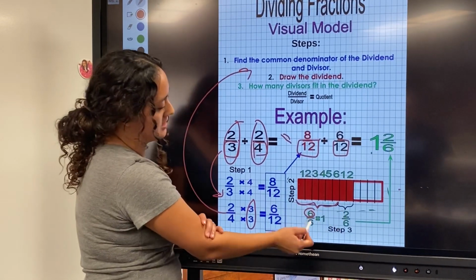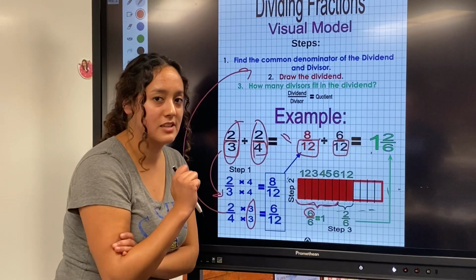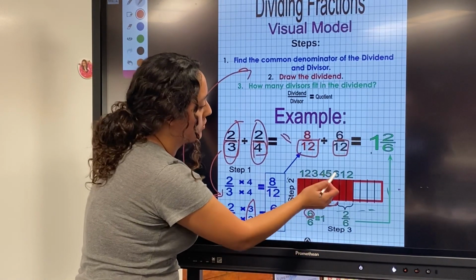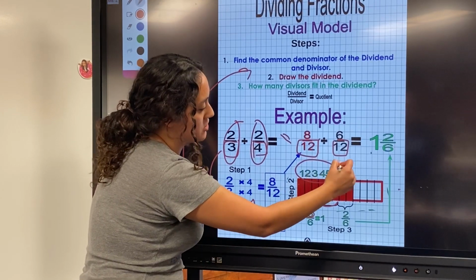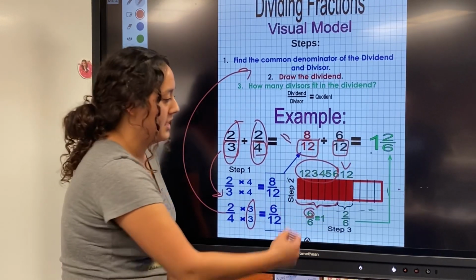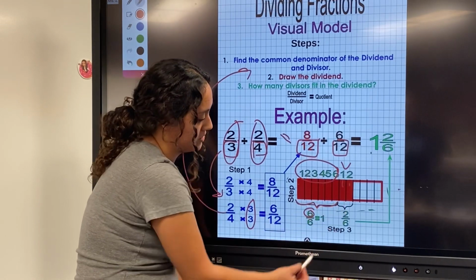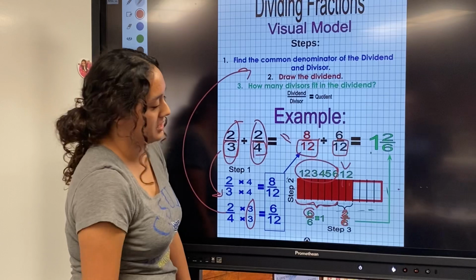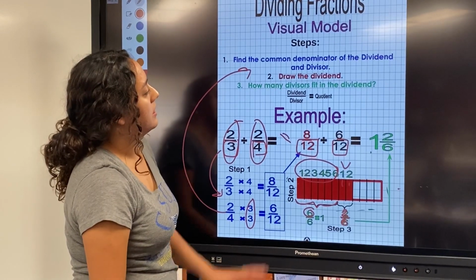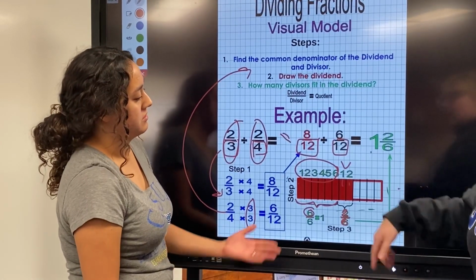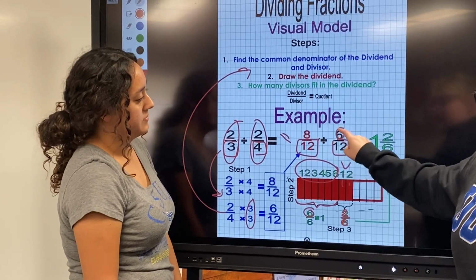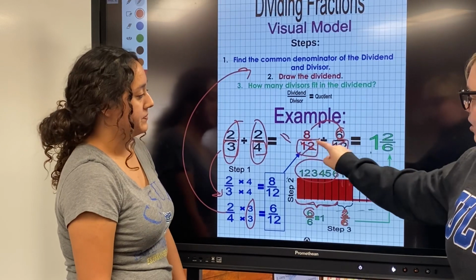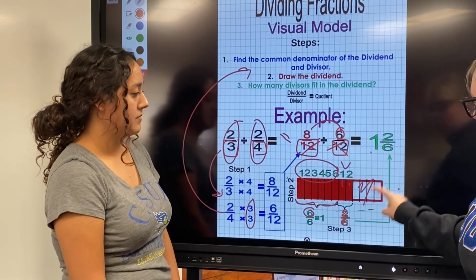So there's 6 out of 6 there, and 6 out of 6 can be said as 1, because 6 divided by 6 is 1. All right, so one whole group of 6 fits, plus there's some extra right here, okay? And those extra, there's 2 extra right here. So then we put that over our 6. That's the step 3. All right, how many divisors fit in the dividend? Because remember, we're checking how many 6s fit in the 8. Because now that we have the common denominator, we can cross these off and we don't have to worry about what's not there.